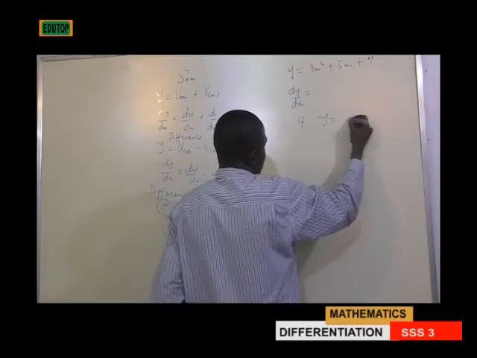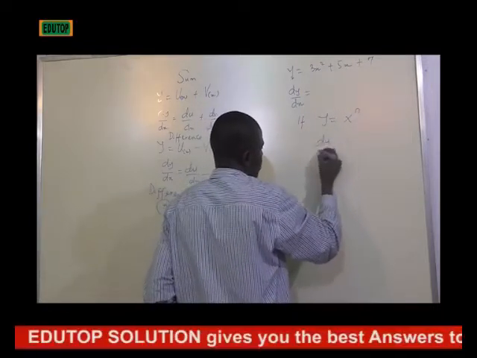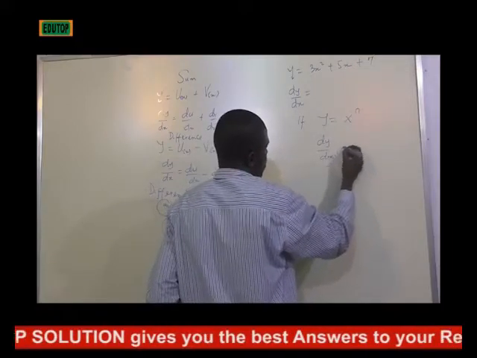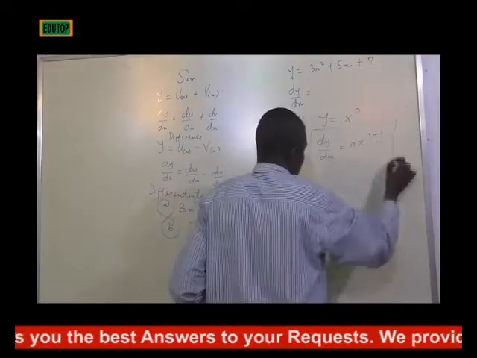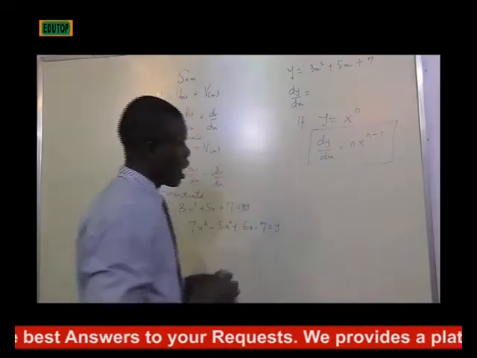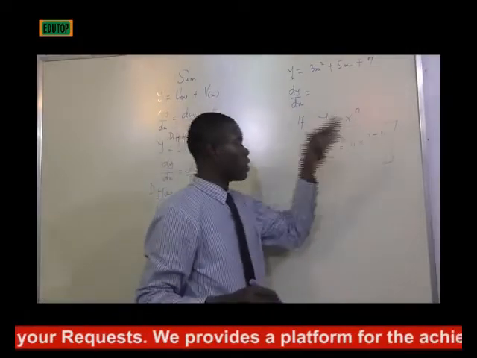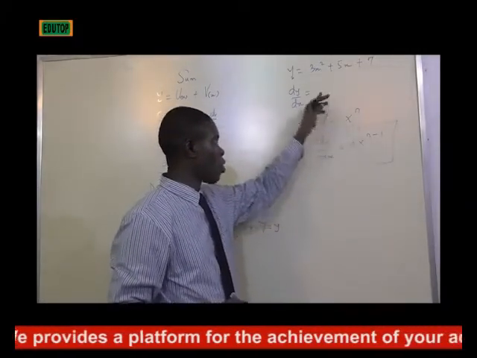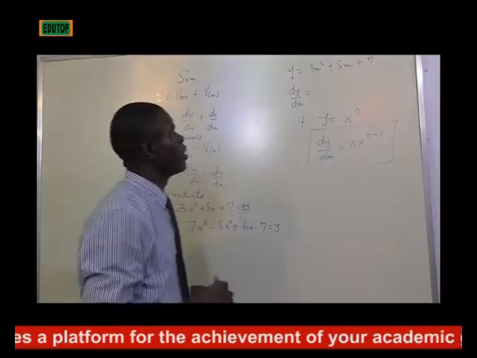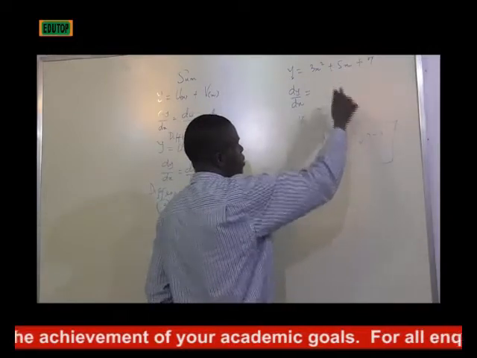if y is equal to x raised to power n, dy/dx is equal to nx^(n-1), and this is the differentiation formula anytime, any day. Each time you have to differentiate, this is the formula you have to apply, and that is what we have to apply here. So what are we doing?